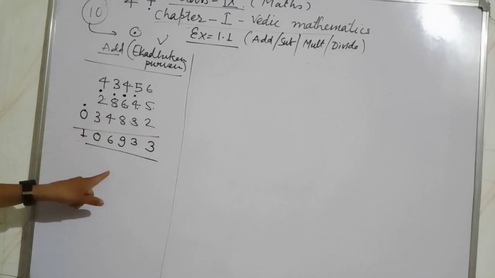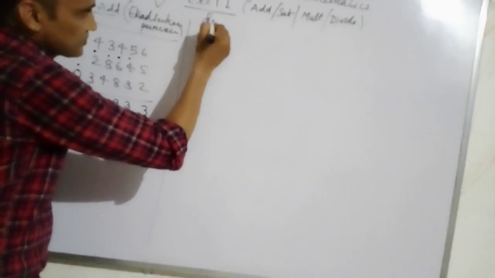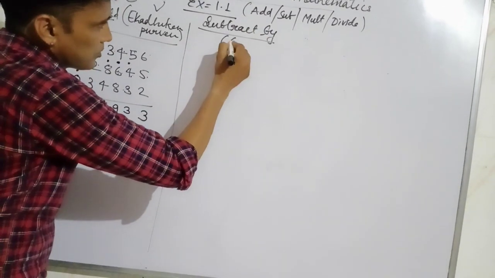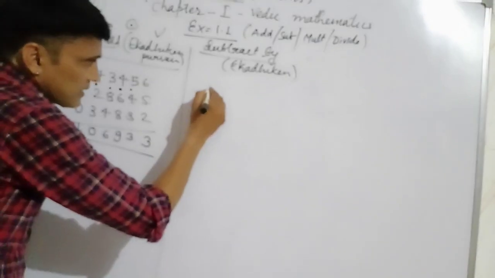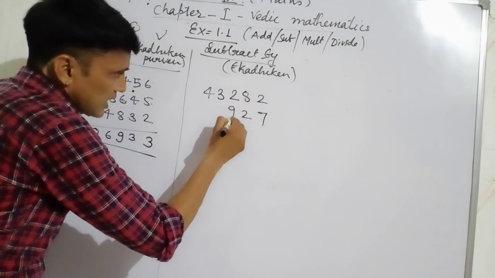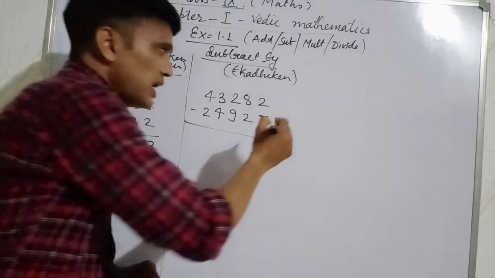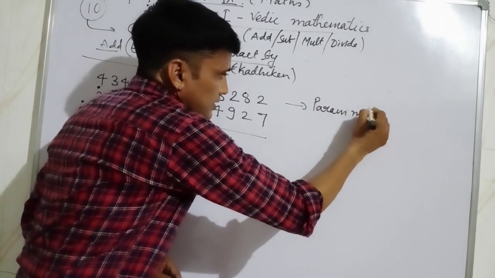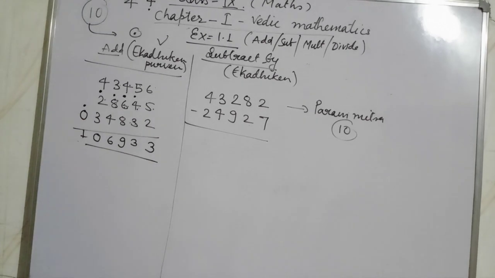This is addition by the Ekadhikena Purvena method. Now if you want to subtract by Ekadhikena Purvena, suppose you want to subtract 4, 3, 2, 8, 2, 7, 2, 9, 4, 2 from this number. First of all, you have to make the Param-Mitra. Param-Mitra means for the digit below, you have to make 10 if it is not subtracting.